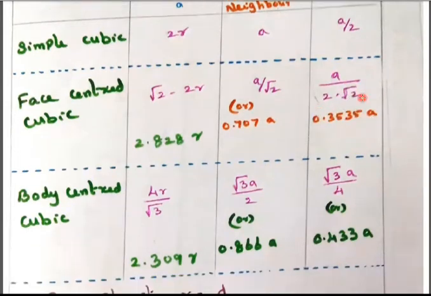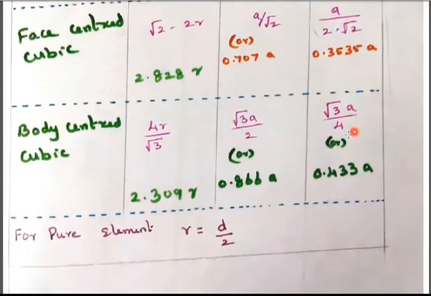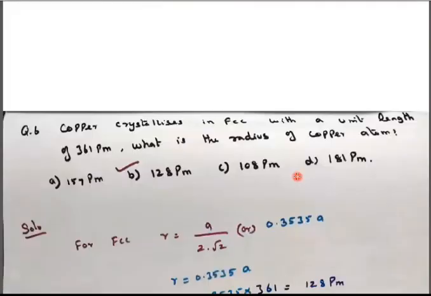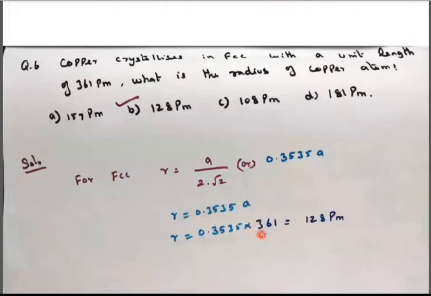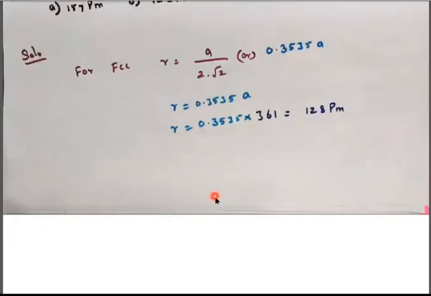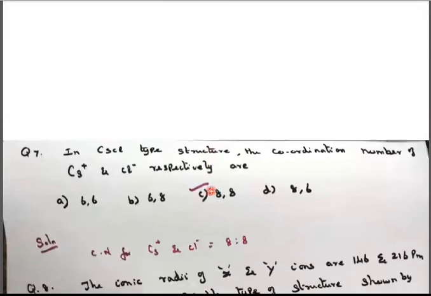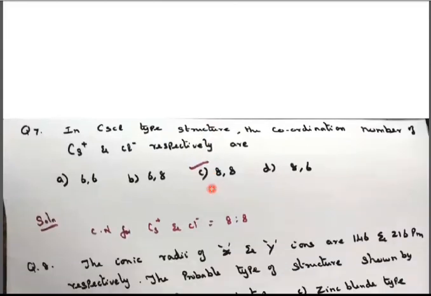So this is a very shortcut method. Directly we can substitute the A value, 0.3535 into 361 picometer. So we'll get 128 picometer. Very quickly we can answer this. This is a shortcut method. Please learn the table by heart. So next is question number 7.